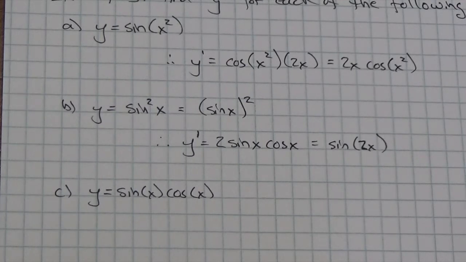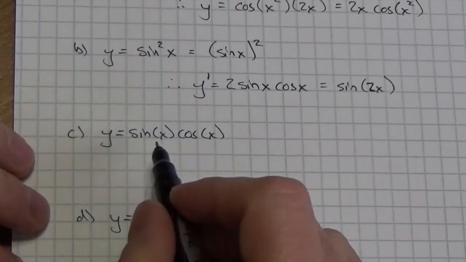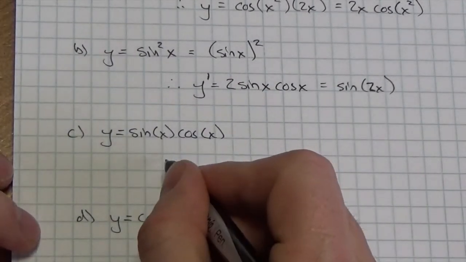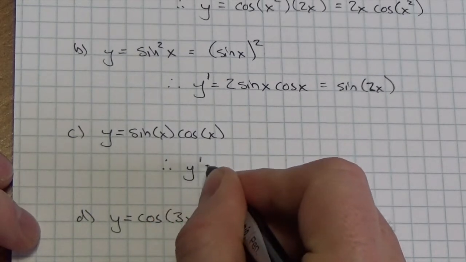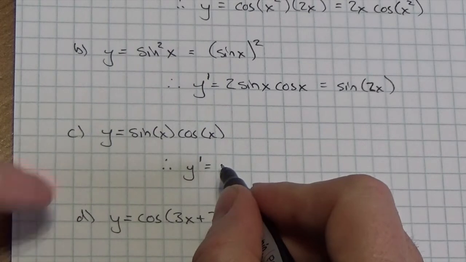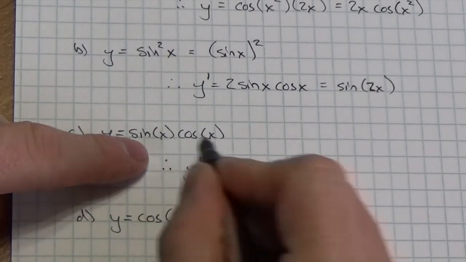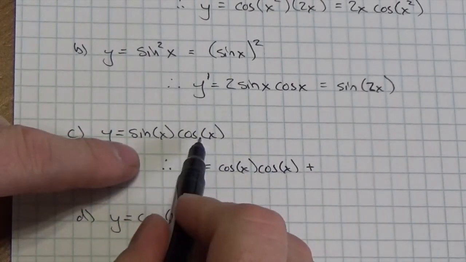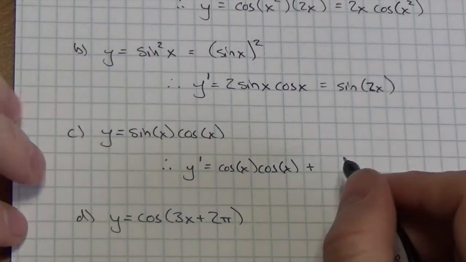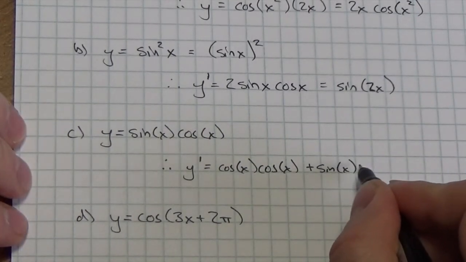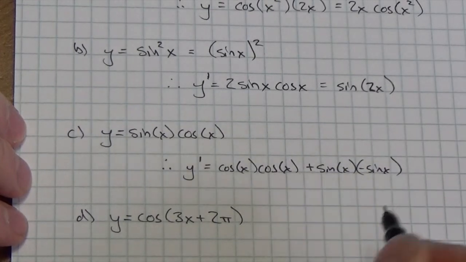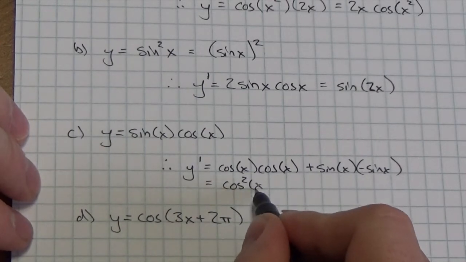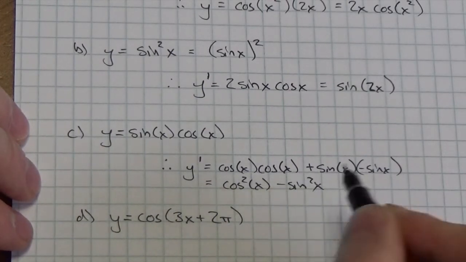Okay, now let's take a look at another one here. So now we've got two trig functions multiplied together. So this is going to require the product rule. So here we go. The derivative will be, well, the derivative of the first term. So the derivative of sine will be cos multiplied by the second term, plus the derivative of the second term, which in this case is going to be negative sine. So this will be sine of x multiplied by the negative sine of x. Now I'm going to just write this underneath here because this is going to become the cosine squared of x minus the sine squared of x.